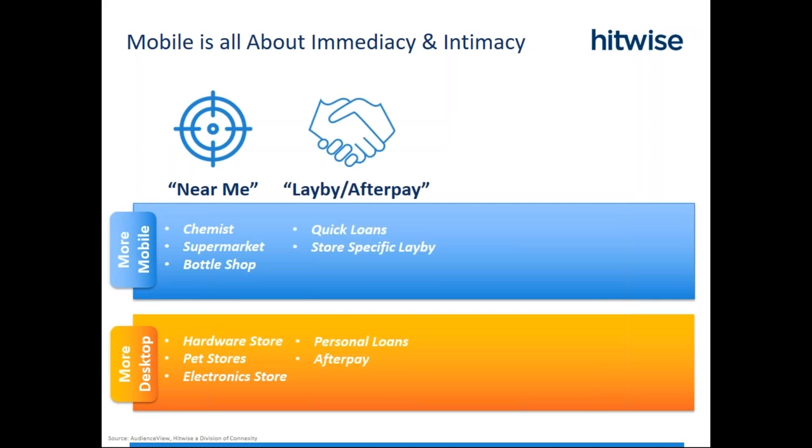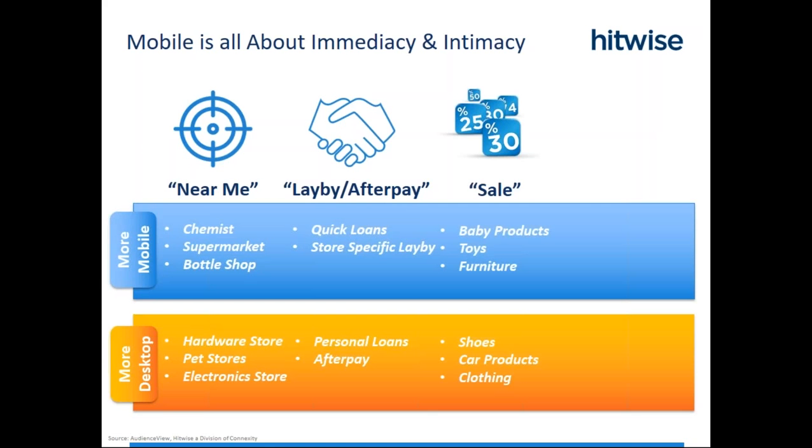Then if we look at lay-by and Afterpay, people are looking for quick loans on their mobile phone and store-specific lay-by. This is really interesting because, once again, I think of my own shopping habits. If I go into a shop and there's something that I really, really want, or something that I really need, and I don't have the funds, the first thing I'll do is ask, how can I get the funds? Or what are the rules behind the lay-by within this particular brand? More likely to be on desktop are personal loans, which are a little bit larger, but once again, as I said, also Afterpay. This was purely because people were trying to learn all about Afterpay.